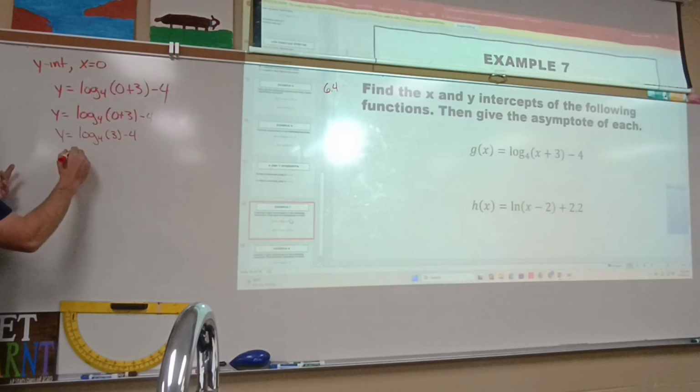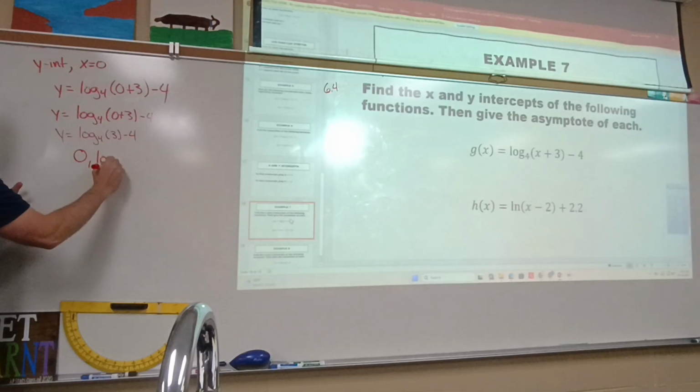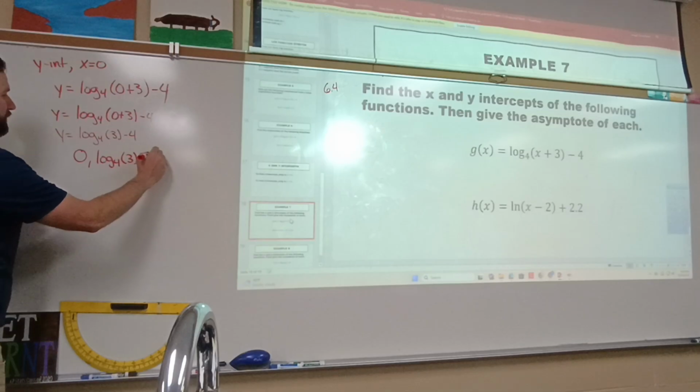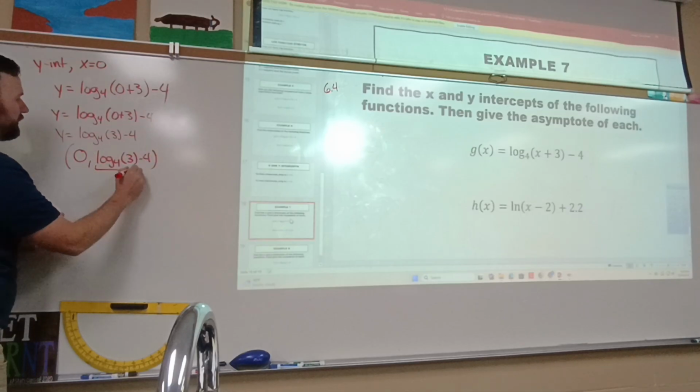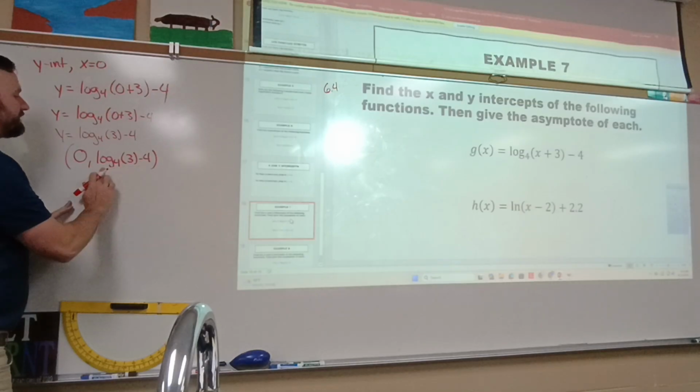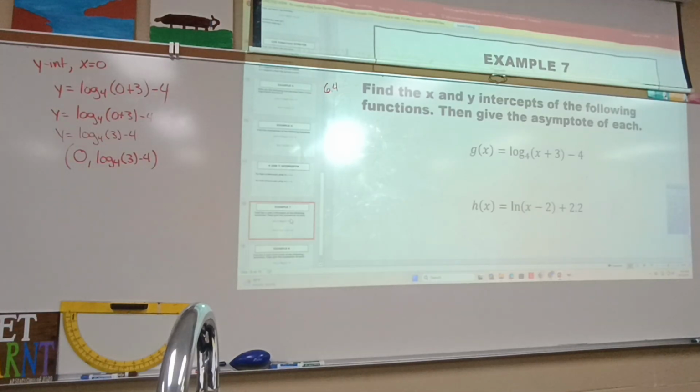So I get the point 0, this. Now on your homework, because we do not have the ability to calculate that yet, you're going to have to type it out the long way. All right? Because you cannot get that as a decimal yet. We will be learning that later. Because that's not log base 10. But that is good to know: if that base isn't 10, you just cannot plug it into your calculator. All right?